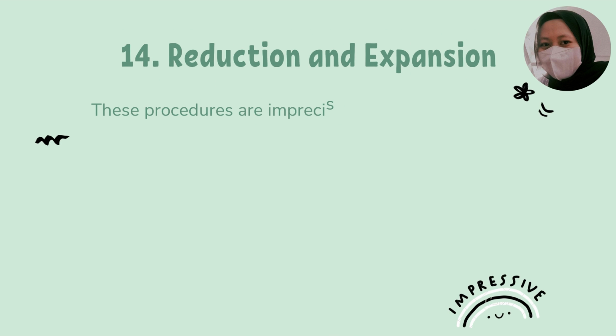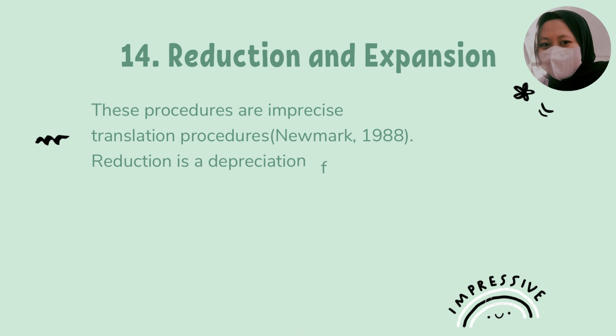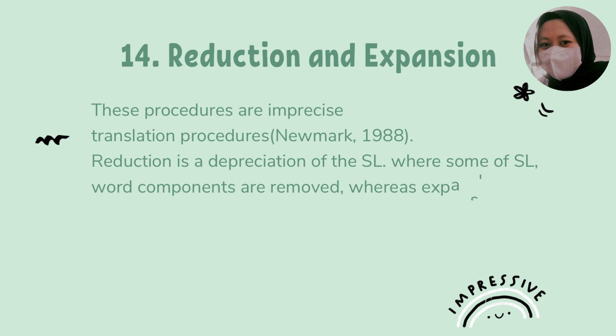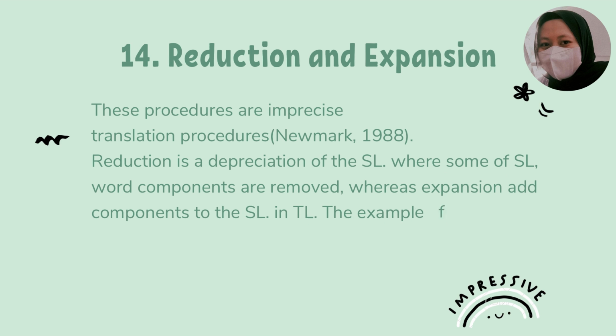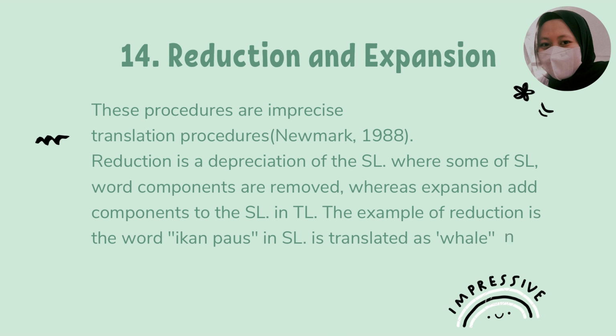14. Reduction and expansion. These procedures are imprecise translation procedures (Newmark, 1988). Reduction is a depreciation of the SL where some of the SL word components are removed, whereas expansion adds components to the SL in the TL. The example of reduction is the word "ikan paus" in the SL is translated as "whale" in the TL, and vice versa.